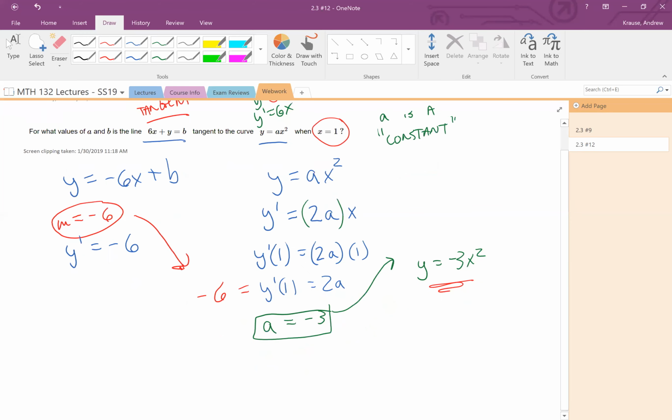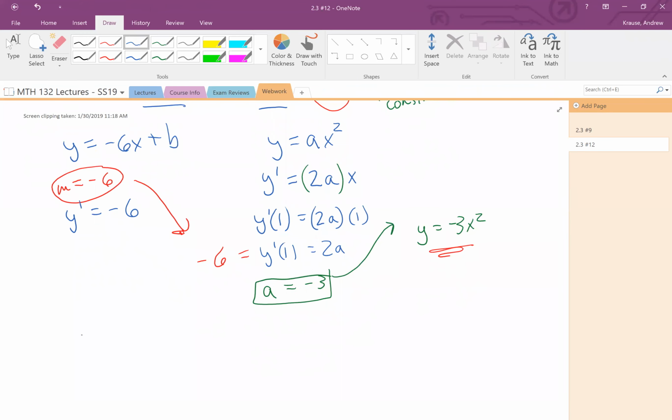So we're just going to do a different equality here. If we calculate y of 1 of this function, we get negative 6 times 1 plus b. So we get negative 6 plus b. That's the y value at x equals 1 for the linear function.